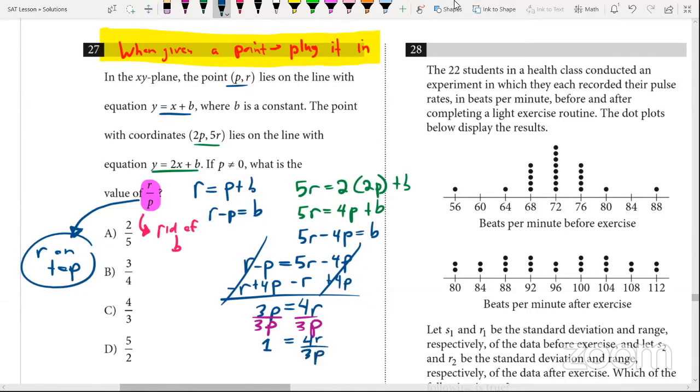But we want R over P. So we got 4R over 3P. We want R over P. So let's get rid of the 4 over 3 by multiplying by the opposite, 3 over 4. So now the 3 cancels with the 3, the 4 cancels with the 4, and we have R over P equals, on the left-hand side, 1 times 3/4. And we're done with number 27. The answer to 27 is B.